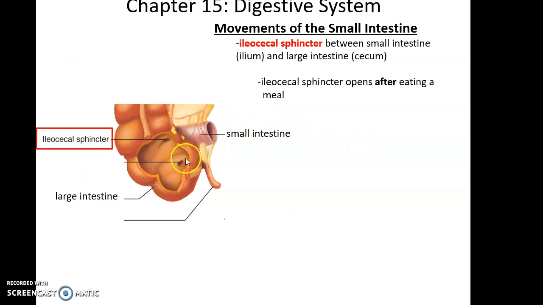At the end of the small intestine is a structure called the ileocecal sphincter, between the small intestine's ileum and the large intestine's cecum, and that controls the movement of materials from the small intestine into the large intestine. And this often occurs after eating. So the material, which we're going to now call feces, enters the large intestine, and this usually happens after you have eaten a big meal. And that is it for this part of the lecture.